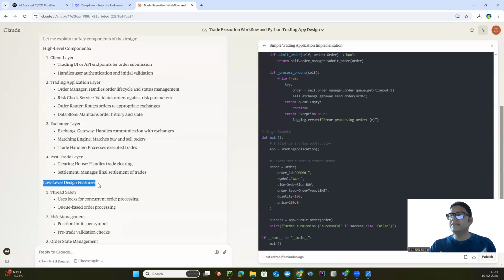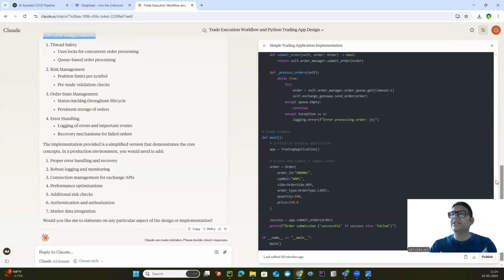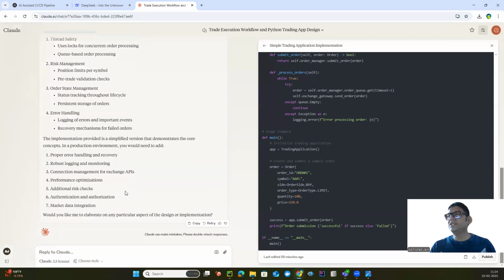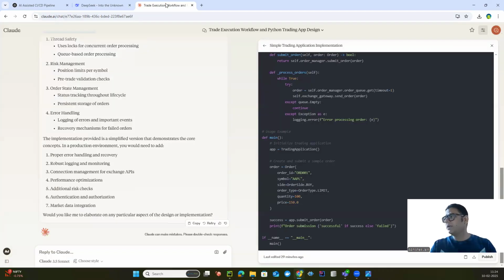And then we have a low-level design where we are talking about thread safety, how we can achieve that, risk management, order state management, error handling, right? So see, all this information is very precisely articulated here. You can take all these responses, reconcile them, build your own understanding, and gel together all those responses, and wherever you find there is some problem or it's not very clear, you can ask the same question, right?